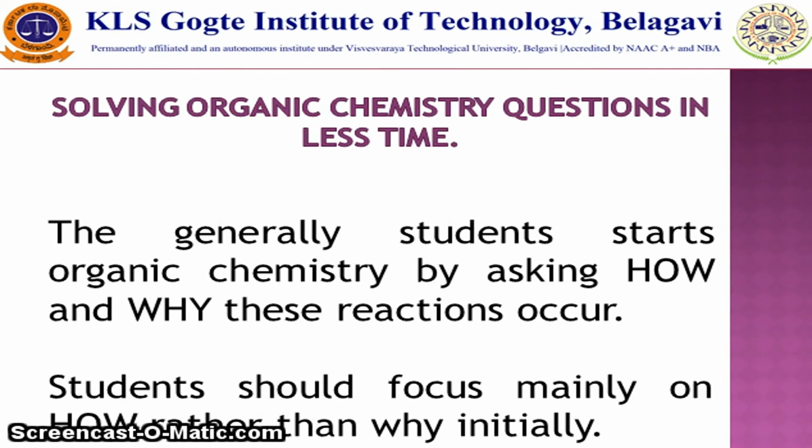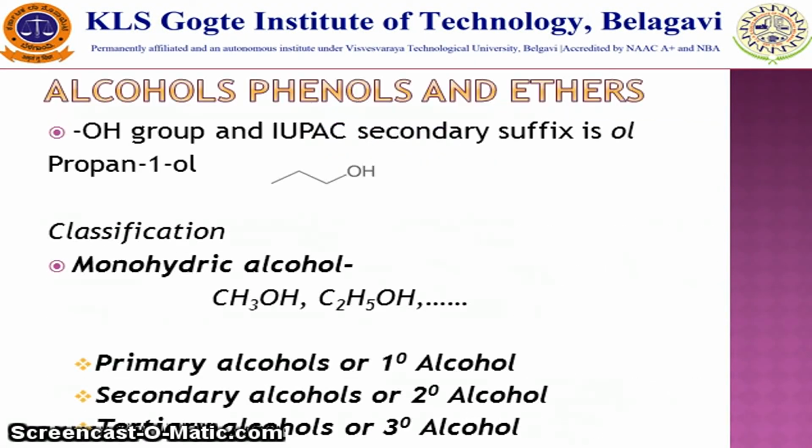Usually we see that students start organic chemistry by asking how and why these reactions occur, right? But in organic chemistry, initially we should ask only how these reactions take place, and we should follow the mechanism, whereas asking why always creates more confusion and problems. So my advice is to focus on how these reactions occur rather than why they are occurring.